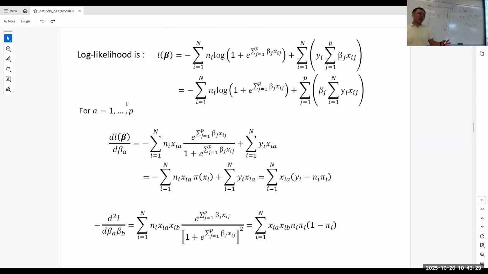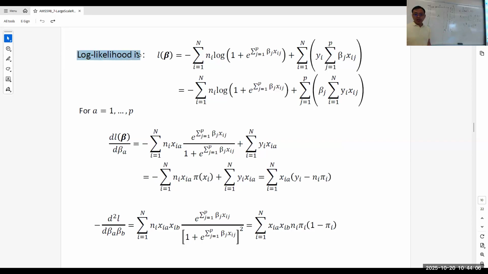But the log likelihood and likelihood function are the same in terms of the maximization, because the log function is a monotone increasing function. So if you're taking the log transformation of the likelihood, maximizing the likelihood function or maximizing the log likelihood is going to give you the same solution. So the beta maximizing the log likelihood and the beta maximizing the likelihood are the same. That's why we can take the log likelihood.